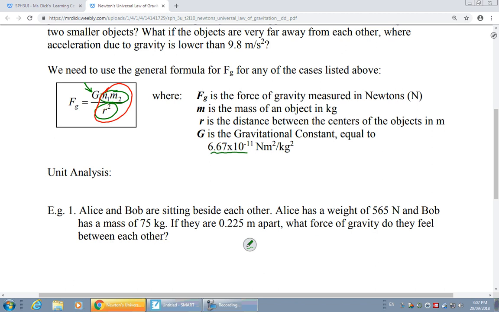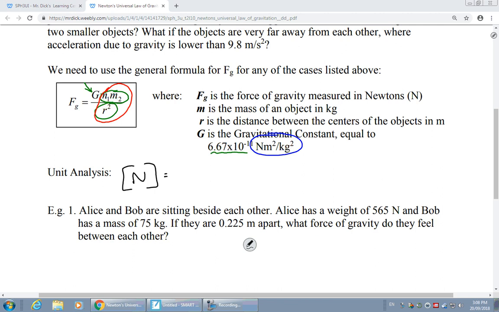So if we do a little bit of unit analysis, we can use that to understand why the unit for capital G, our new gravitational constant, has such weird units. If you take a look at the units, it's newton meters squared per kilogram squared, and we want to understand why that is. Well, let's think about what we're trying to get. We know that in our answer, we are measuring a force of gravity, so we need our answer to be in newtons.